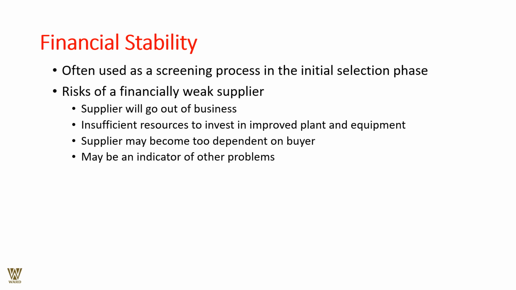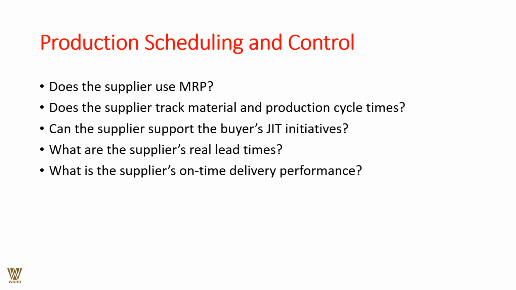Financial stability is often used as a screening process and initial selection process. Risk of financially weak suppliers: suppliers will go out of business. Insufficient resources to invest in improved plant, improved equipment. Suppliers may become too dependent on buyers, maybe an indicator of other problems.